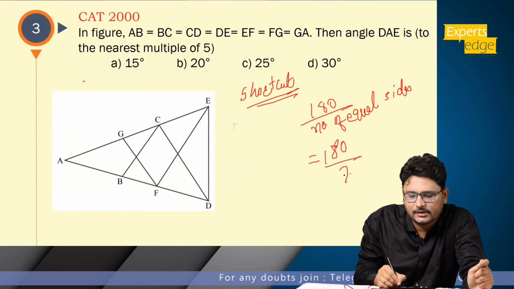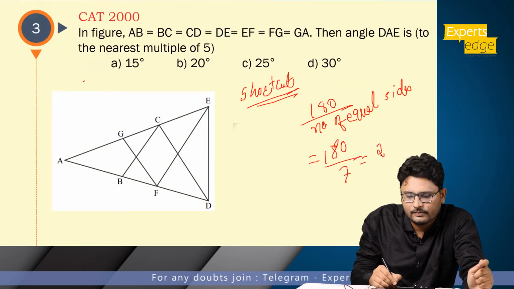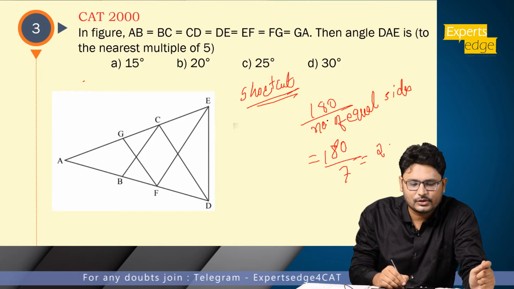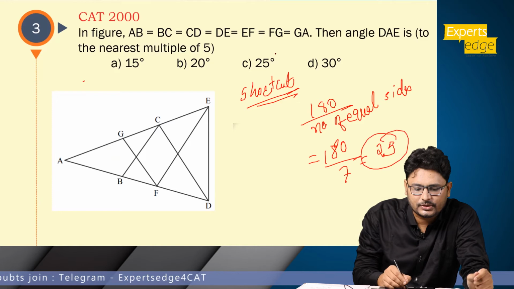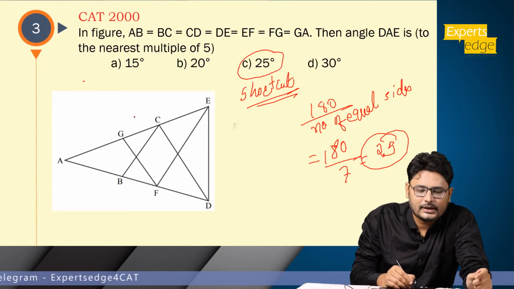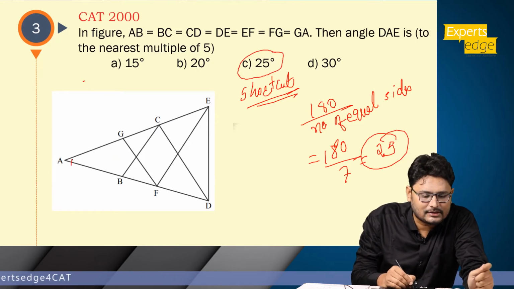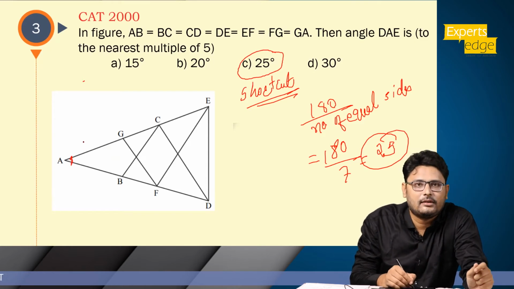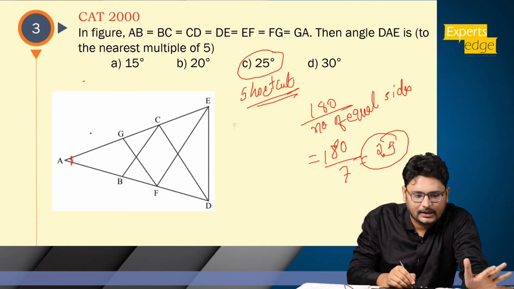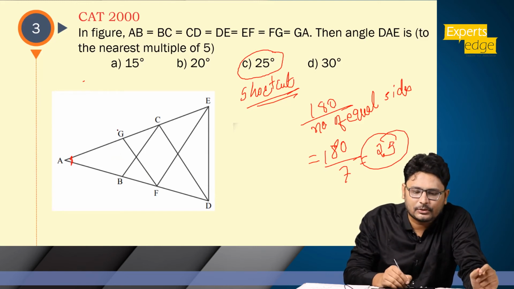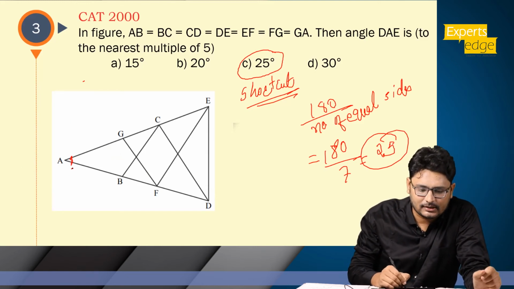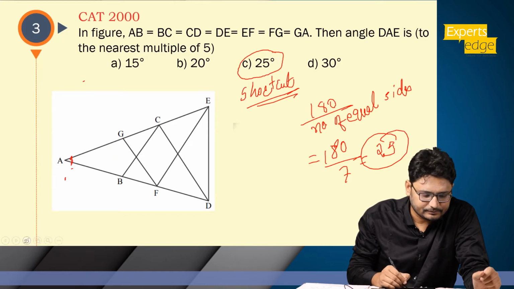180 by 7. 7 2s are 14, right? 40 left, 7 5s are 35. He has asked for the nearest multiple of 5. So 25 should be the answer. Third option. Okay, he is asking angle DAE only, which I said is the one that is not divided, angle A, right? So in this type of question, this shortcut will work. Let's do it by the general method as well. Okay, the shortcut doesn't always work, so you should know the general method.